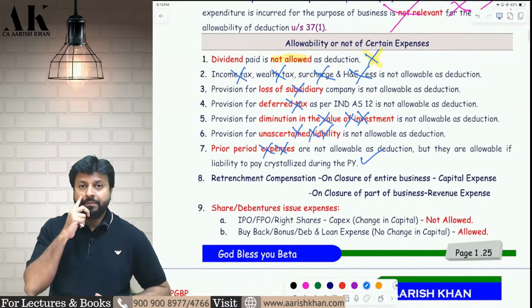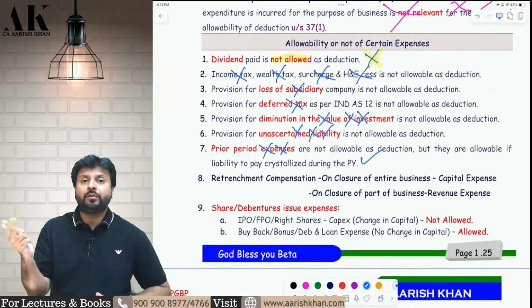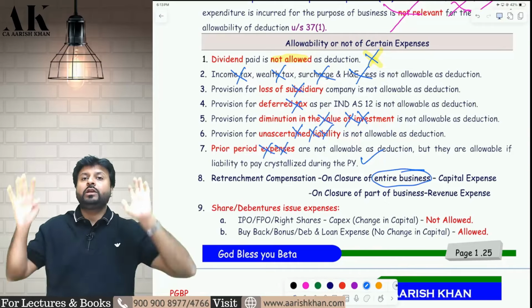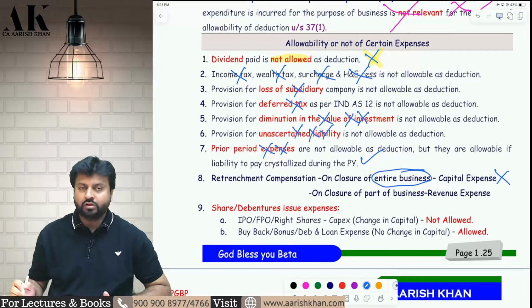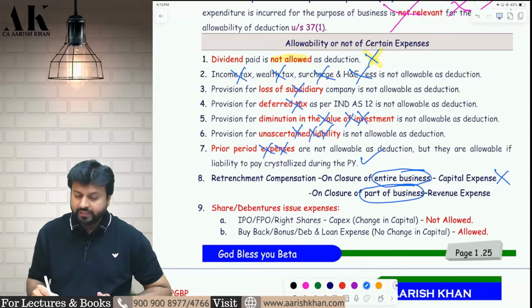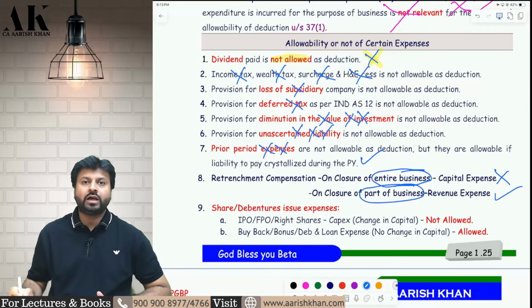Retrenchment compensation. It depends upon why you are retrenching your employees. If the entire business is closed, and because of which you are removing your employees and paying retrenchment compensation, it is not allowed. It is a capital expense. If part of the business is closed, if one of the units is closed, and for that you are incurring retrenchment expenses, then that is allowed. I hope it is clear to all of you.